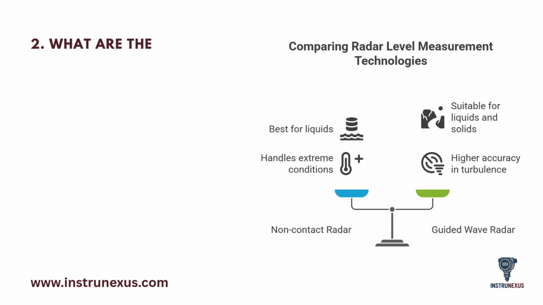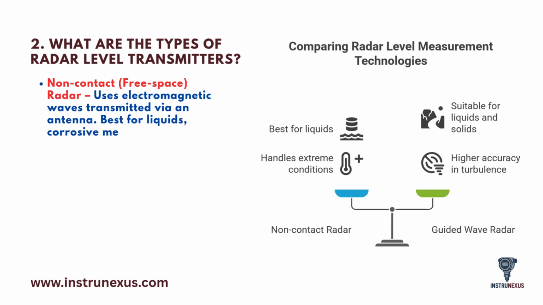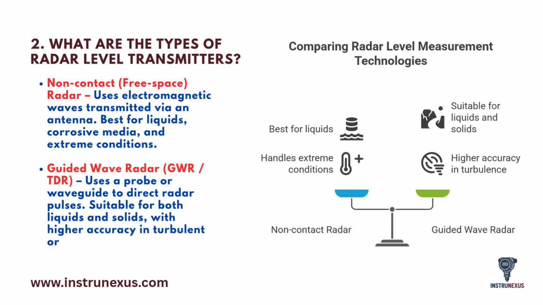What are the types of radar level transmitters? Non-contact, free space radar uses electromagnetic waves transmitted via an antenna. Best for liquids, corrosive media, and extreme conditions. Guided wave radar uses a probe or waveguide to direct radar pulses. Suitable for both liquids and solids, with higher accuracy in turbulent or foamy conditions.